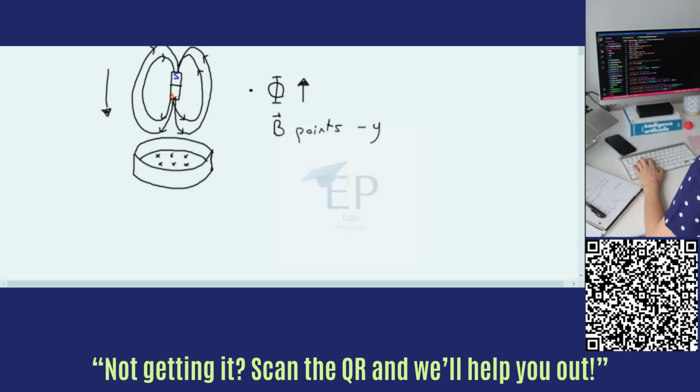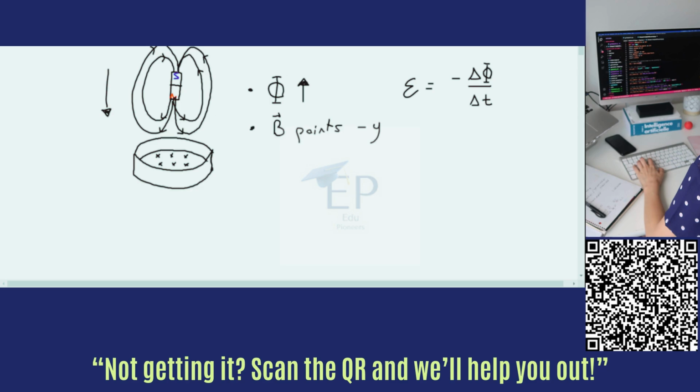Because of this, we know there's going to be an induced current in our loop. Because if we have a change in flux, by Faraday's law we know there's going to be an induced EMF, right, if we have a change in flux over time. And if there's an induced EMF in this closed loop, we're going to have an induced current. So let's see what the direction of that current is going to be. Well, from Lenz's law, we can determine that.